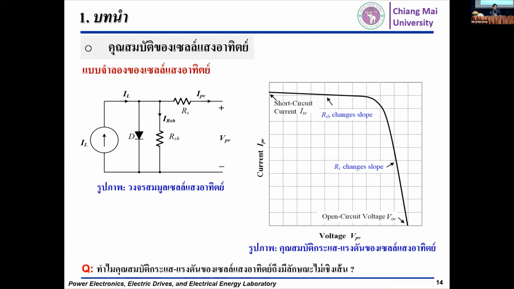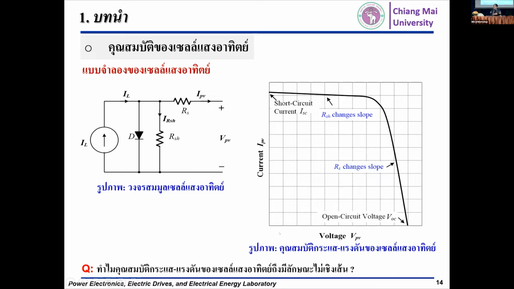And here is basically the characteristic of the solar cell. The x-axis shows the voltage, called VPV. The y-axis shows the current. It's very important: the current from 0 to the short circuit current. This is the maximum current of the solar cell. At this point the voltage of the solar cell is 0.